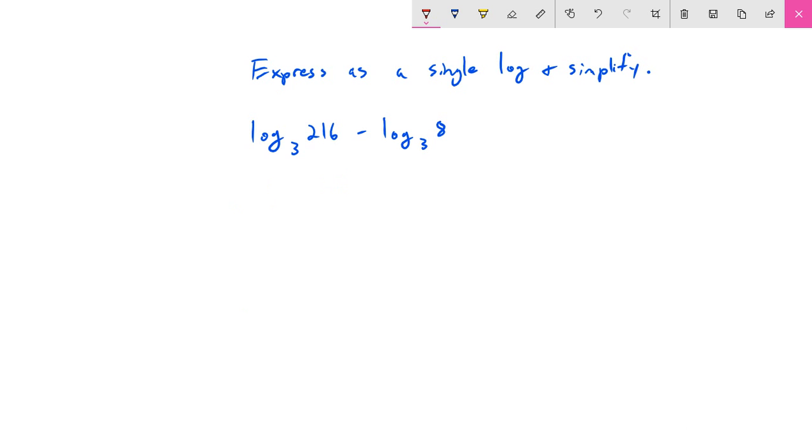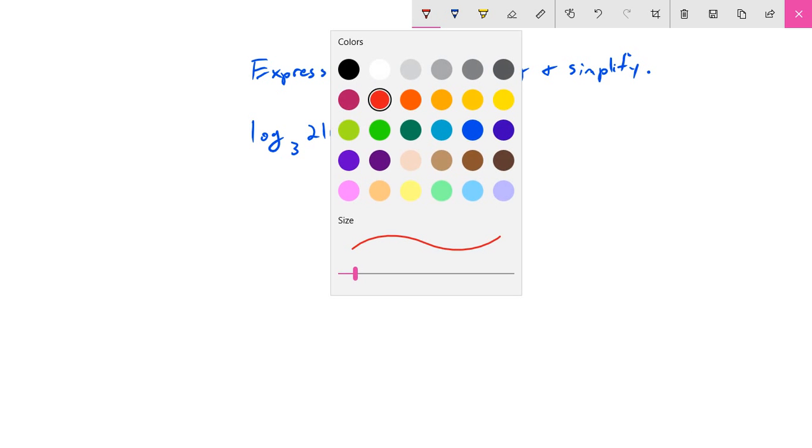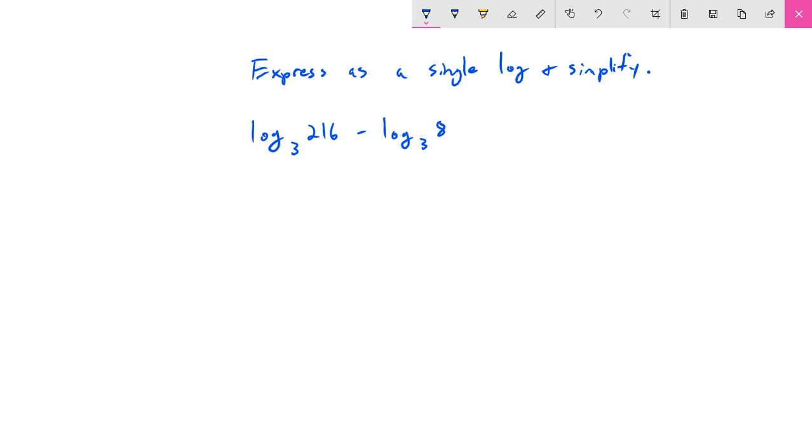All right, remember this, express as a single log and simplify. So this is using the log properties. If I gave you log base 3 of 216 minus log base 3 of 8, how could you combine those into a single logarithm? This is a review, but yeah, if you want to.